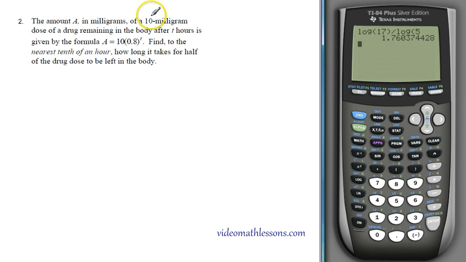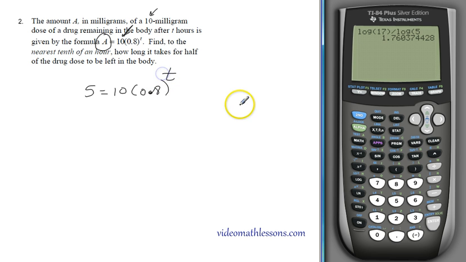Now let's take a look at this problem. They want to know the time. See this 10 right here? That's the initial amount. This A is the final amount. If it was 10 to start with and I want half the dose, my A value is going to be 5. So the formula is going to set up as 5 equals 10 times 0.8^t.